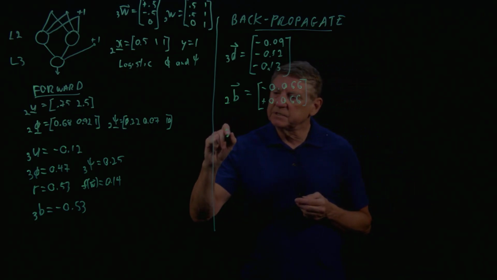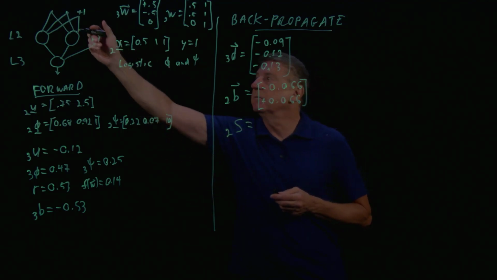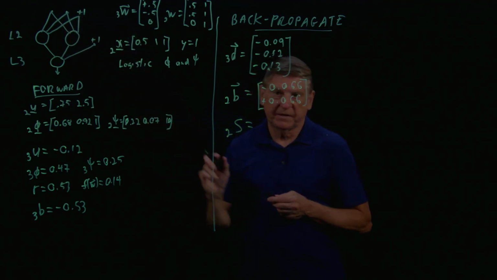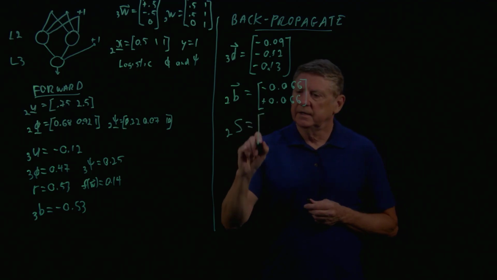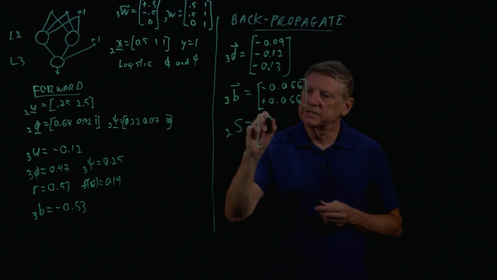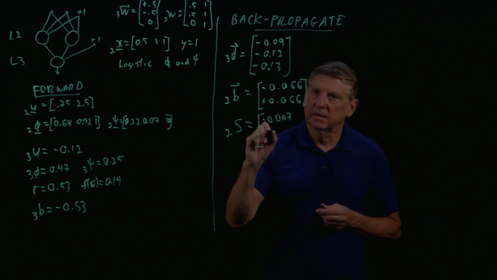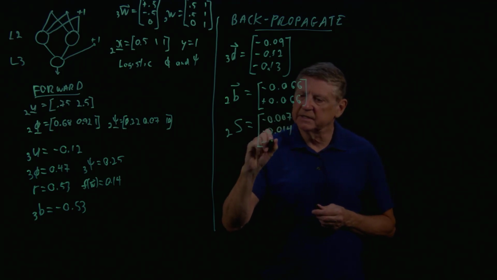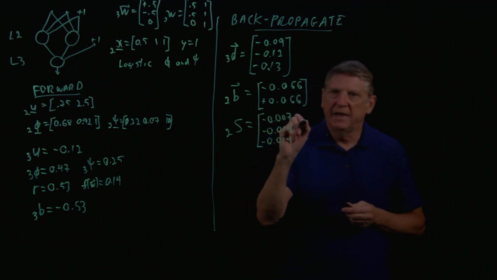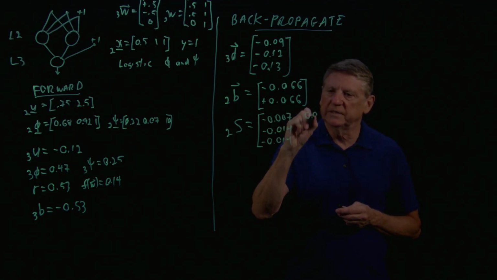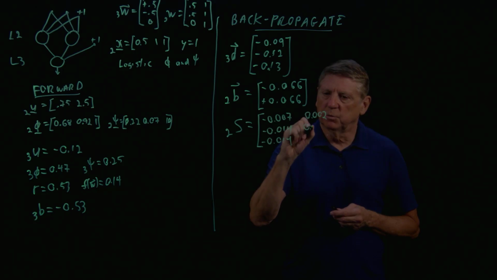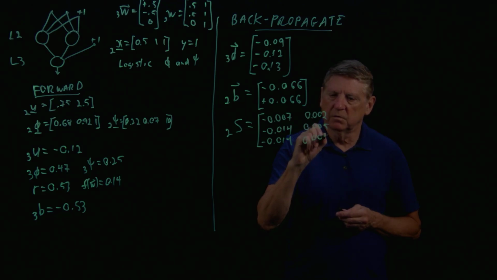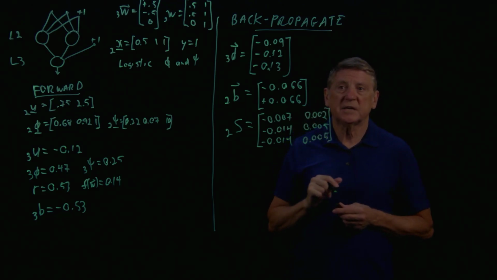So the steepest matrix for layer 2, so now I'm combining this whole layer, right? So there will be one steepest vector here, one steepest vector here, and what that will look like is this. It'll be minus 0.007, minus 0.014, and minus 0.014. And then over here, this will be 0.002, 0.005, and 0.005. So that's our steepest vector.